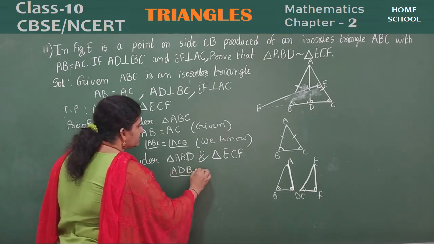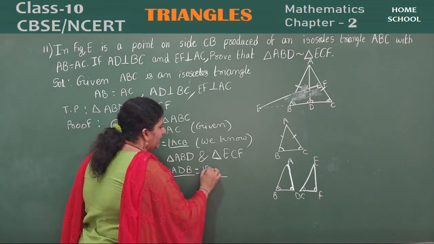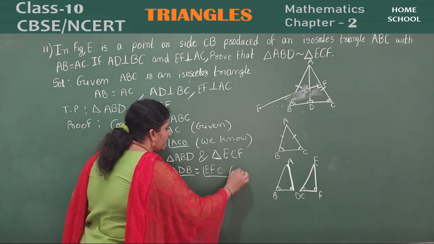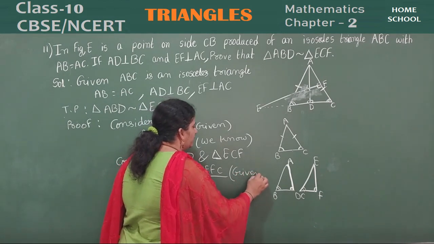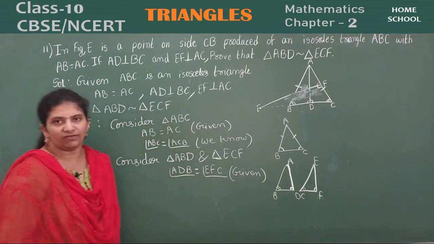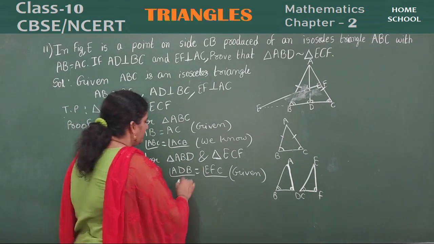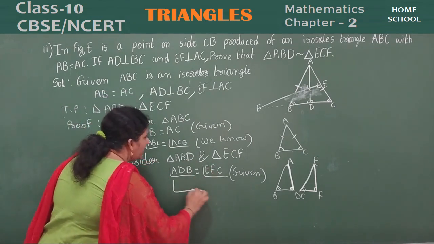Angle ADB is equal to angle EFC. How, children? It is given. It is already a given data. Next step. What is your next step here?